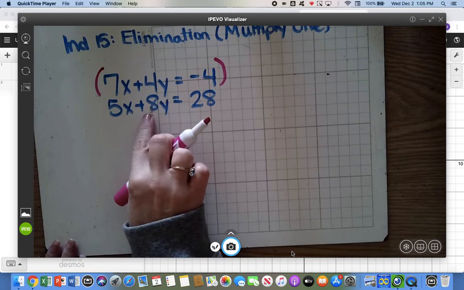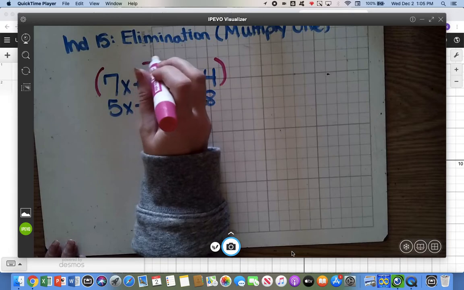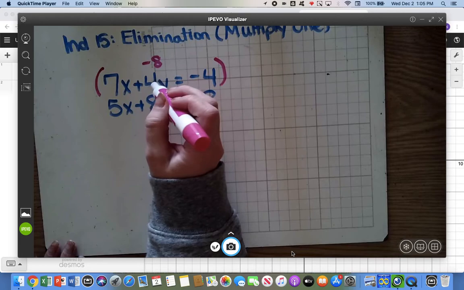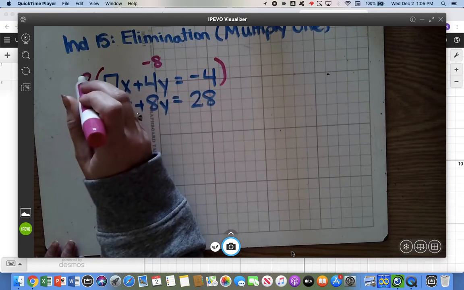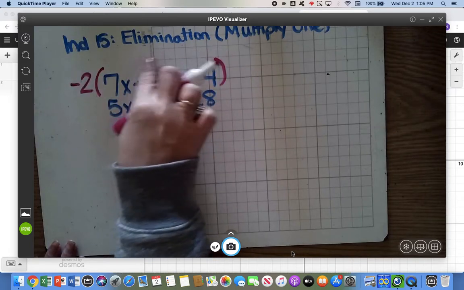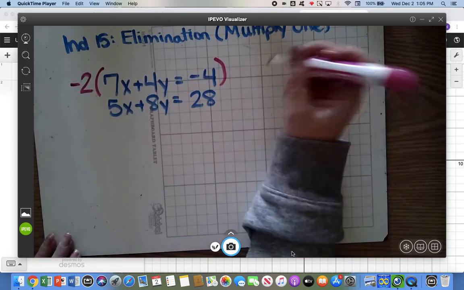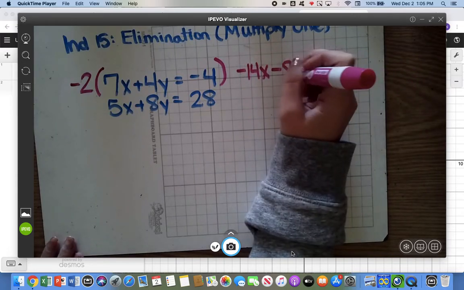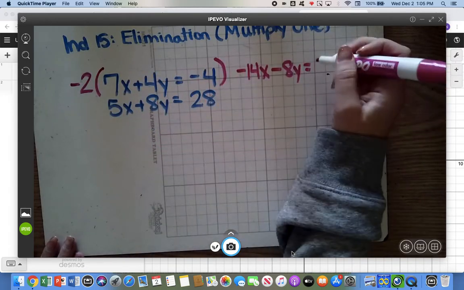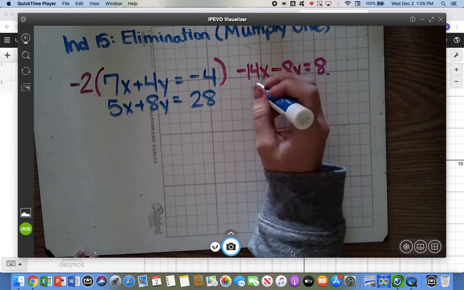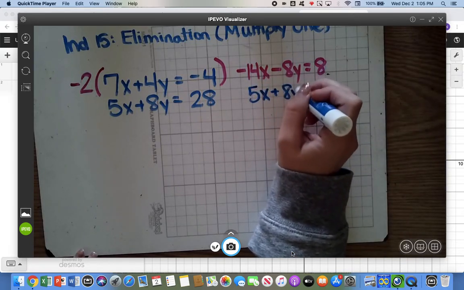So right now I have a positive 8 here. So I want my other y, I actually want it to be a negative 8. So I think everybody probably knows that 4 times 2 is going to give me the 8. But right now I have a positive. So I actually need to multiply this by negative 2 in order to get the negative 8. So then my new top equation is going to be negative 14x minus 8y. Now 2 negatives will turn this into a positive 8. And then my bottom equation will stay the same. 5x plus 8y equals 28.